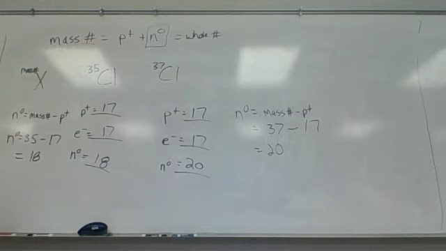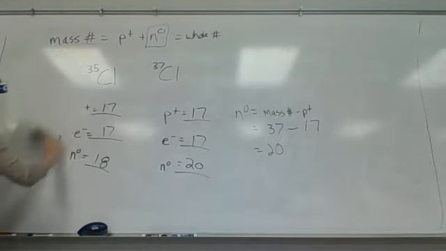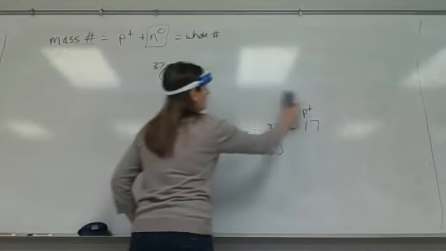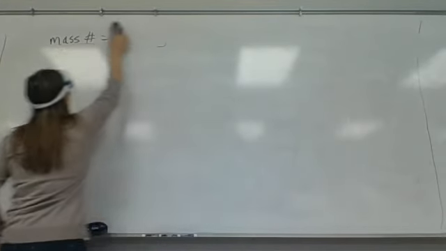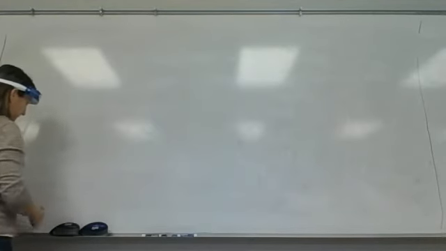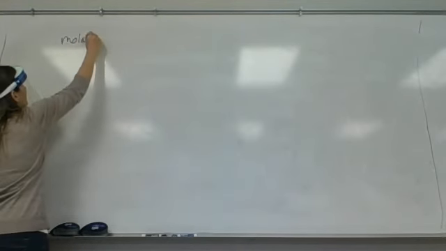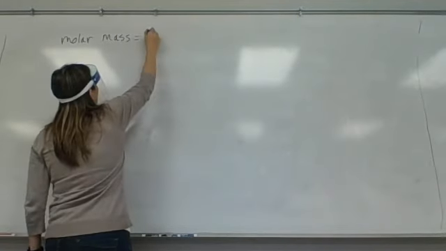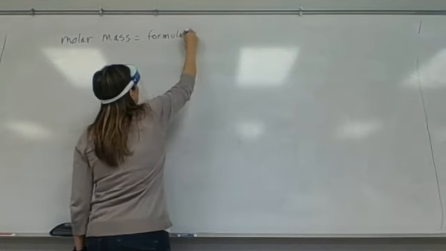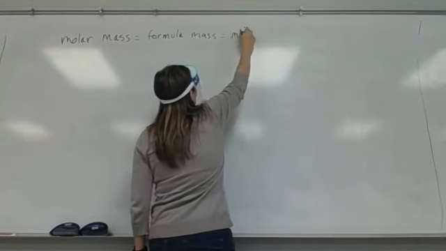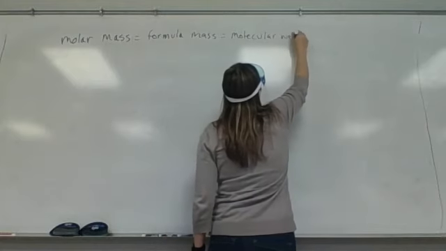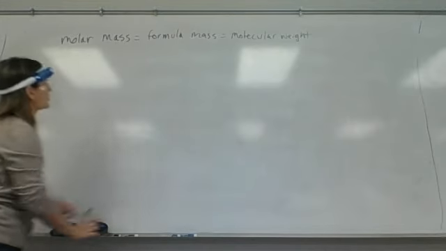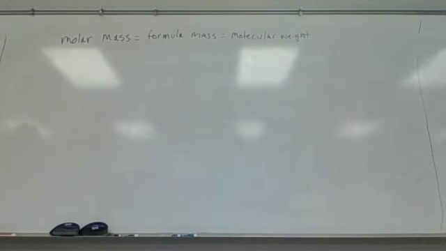So what we're going to do now to end the class today is another calculation, but this time we're not doing it using the subatomic particles. We're not using protons, neutrons, and electrons. What we're going to look at is calculating molar mass. There are other words for this. Some people call it formula mass. Molecular weight is often used. So molar mass, molecular weight, formula mass, all the same thing.